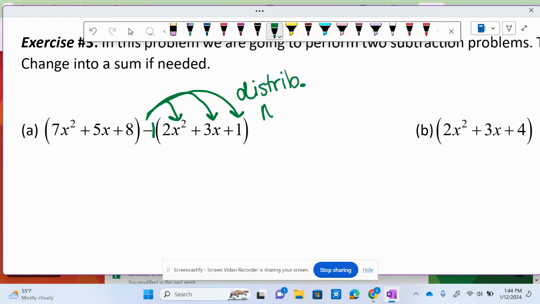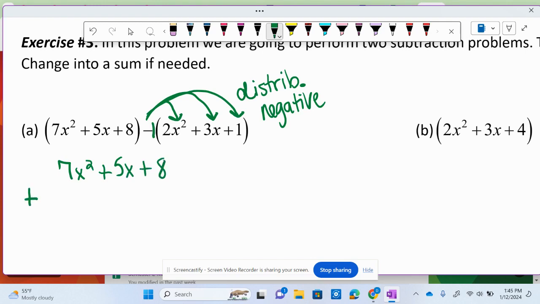I'm going to write distribute the negative. We're going to distribute the negative. And I use those arrows across the top. When you see arrows on my paper, that means I'm distributing. So the first problem, the first polynomial term doesn't change. 7x squared plus 5x plus 8.